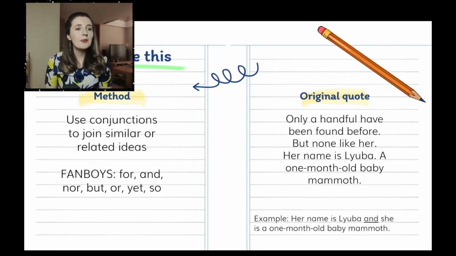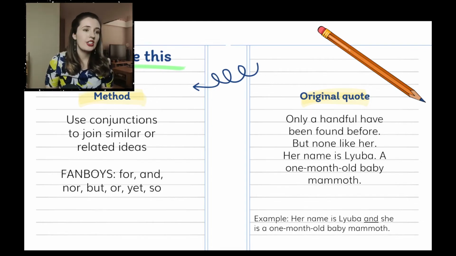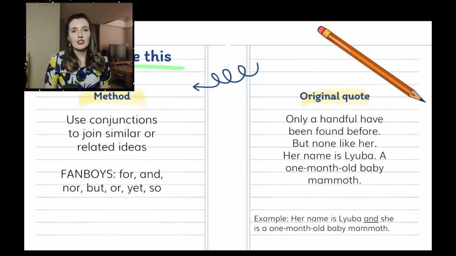And here is my example. Her name is Ayuba and she is a 1-month-old baby mammoth. So I've joined together those sentences using a conjunction.